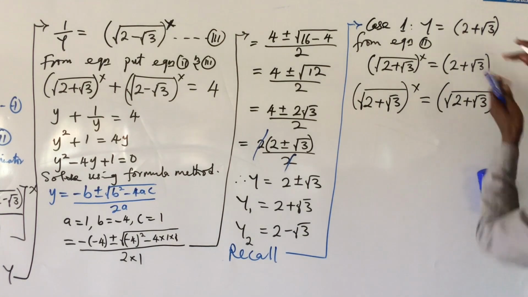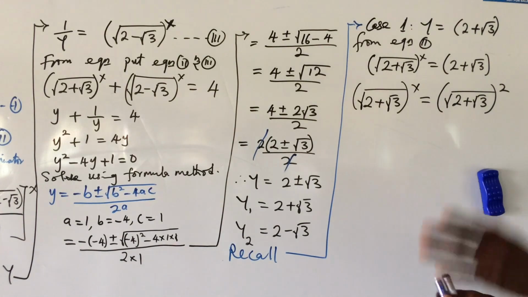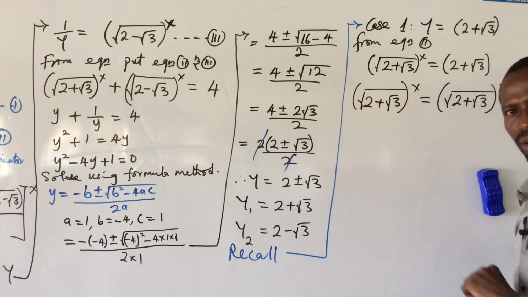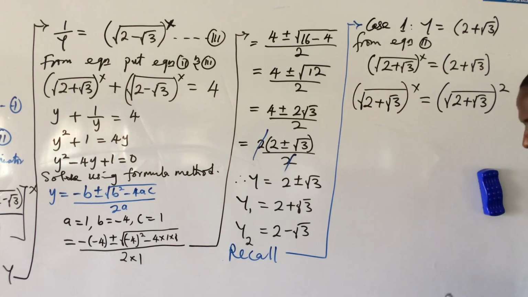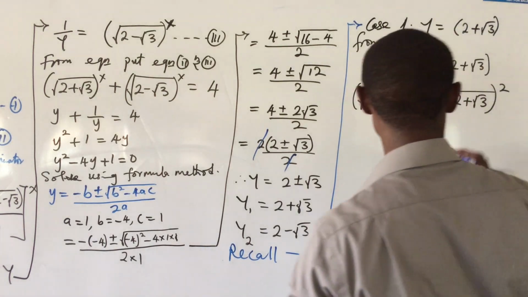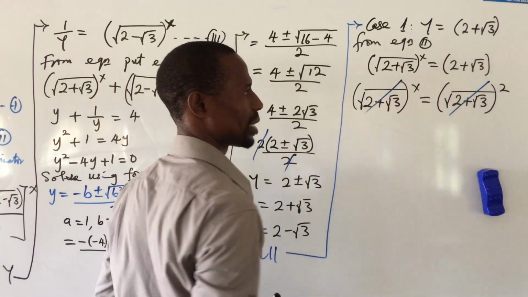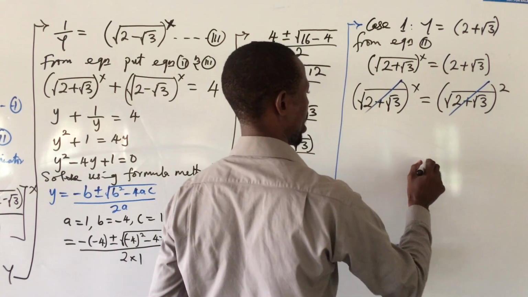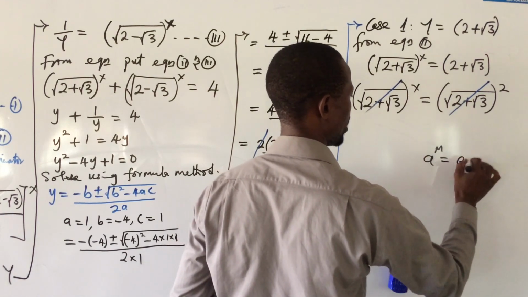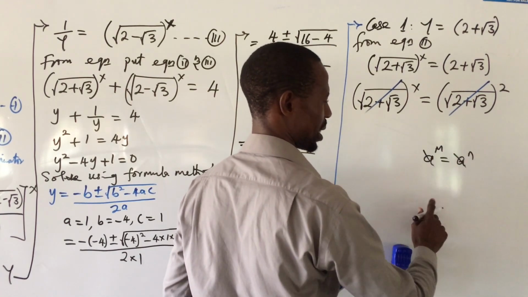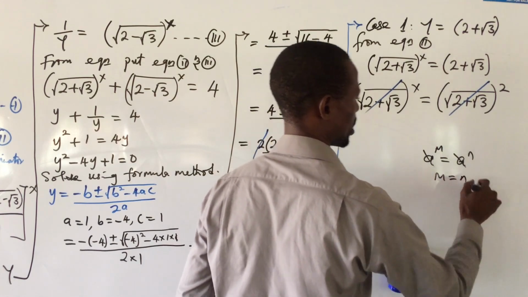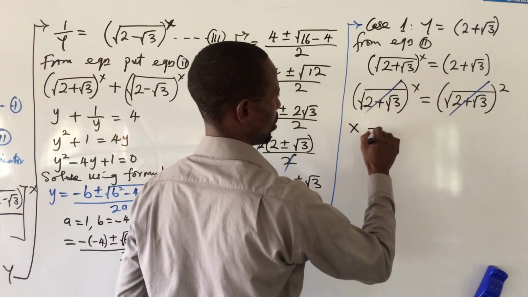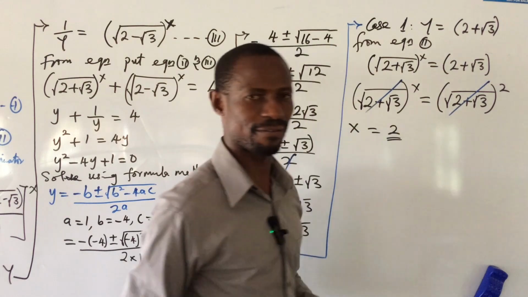So this expression and this expression is the same. And what we've just done has already made the content inside the bracket of the right hand side the same as the content in the bracket of the left hand side. And so we can now cancel this. We equate the exponents, because there is a law that says that if you have a to the power of m equals a to the power of n, then the bases take care of themselves and you equate the exponents. If we do that, we're going to have x equal to 2. That is the first case.